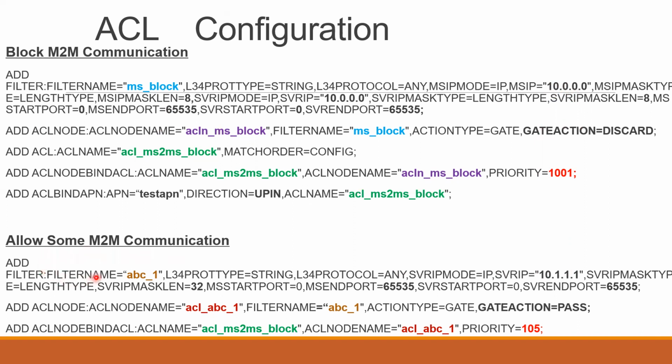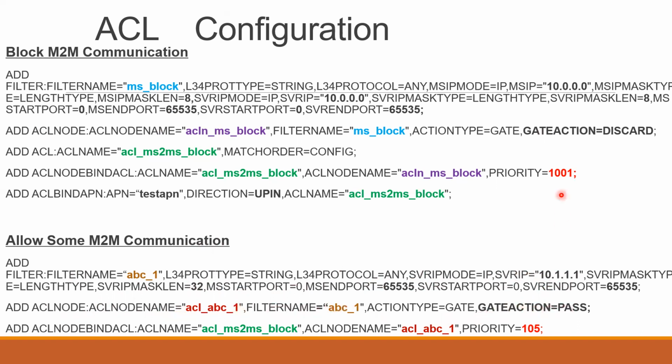So how to add it? You add another filter, a unique filter name, and here you are going to mention the server IP address. You will specify that one specific IP address or multiple IP addresses. If it's multiple IP addresses, then maybe you need to add multiple filters. Here I've mentioned just one IP address with the mask length of 32, and start and end port is going to be 0 to 65535. So this IP has been represented by this filter. And here I'm going to add it to a new ACL node name, where the filter is bound to it. And here I'm going to mention that the gate action is pass.